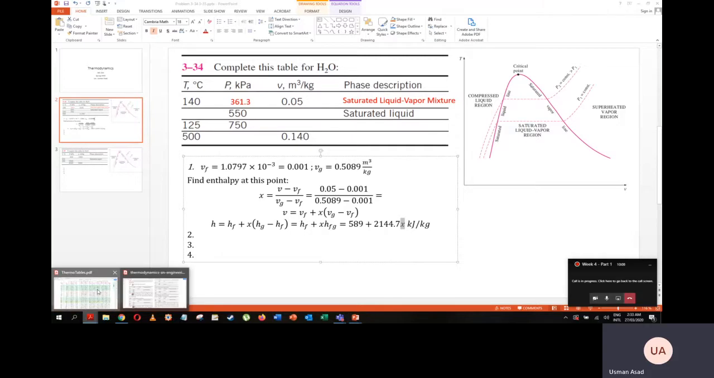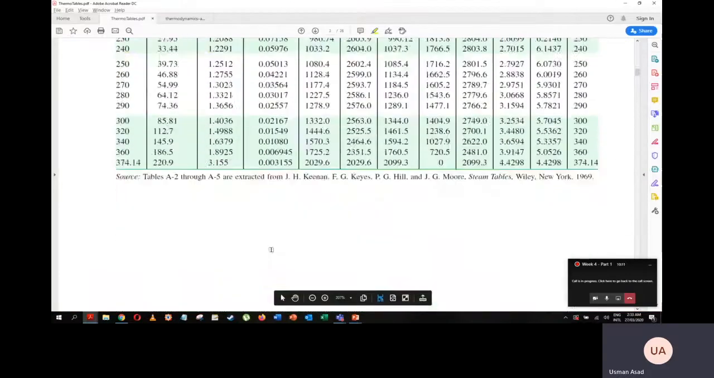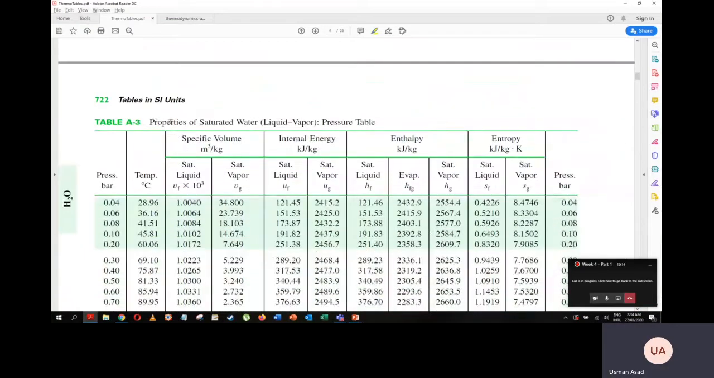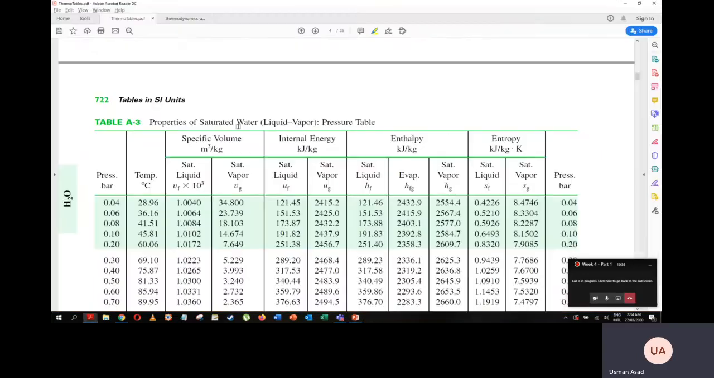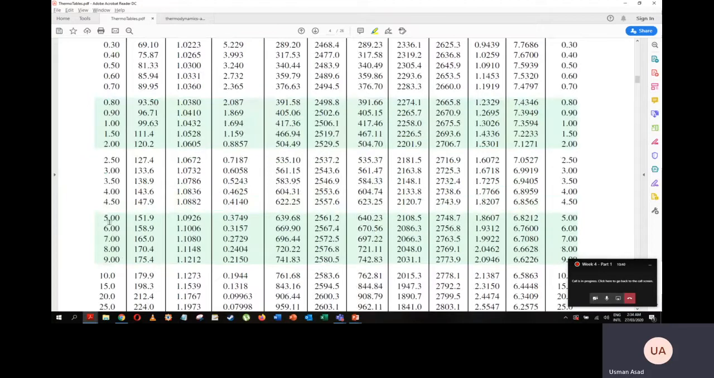You can get this information directly from the tables. The table you should be looking at is table A3, which shows the properties of saturated water, liquid-vapor mixture, sorted with respect to pressure. We want it sorted with respect to pressure because we are provided with a pressure of 550 kilopascals, which is how many bars? Remember that 100 kilopascal is 1 bar, so this is just 5.5 bars. All you have to do is look up 5.5 bars, which is not in the table. All you've got is 5 bars and 6 bars. So you just need to interpolate, which is essentially just the average in this case between these two values.